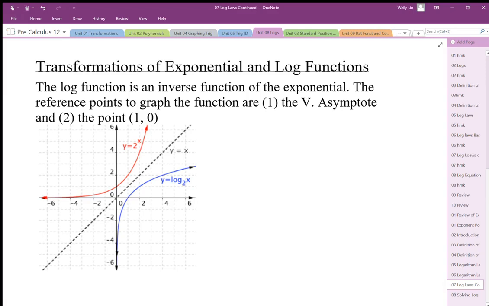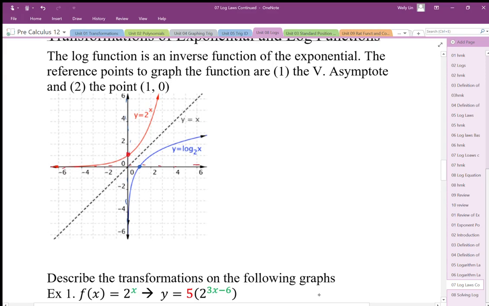The references that we're going to use again for the exponent are the y-intercept and the horizontal asymptote. For the log, we'll use the x-intercept and the vertical asymptote. And if we do an inverse, they just switch as well.